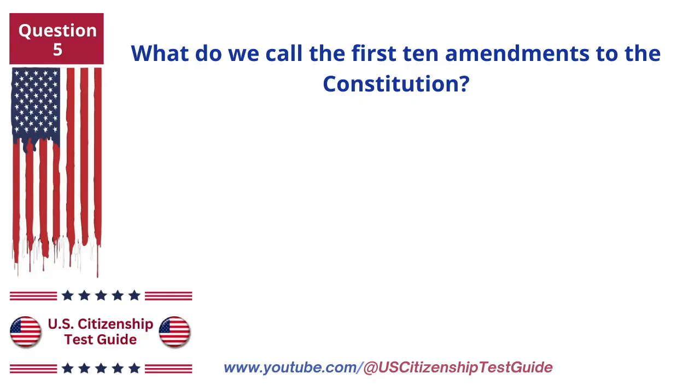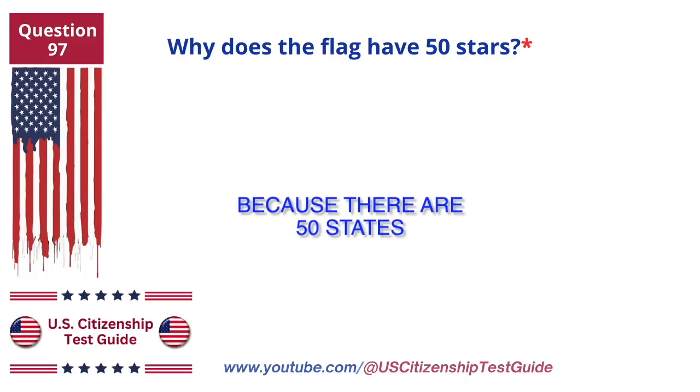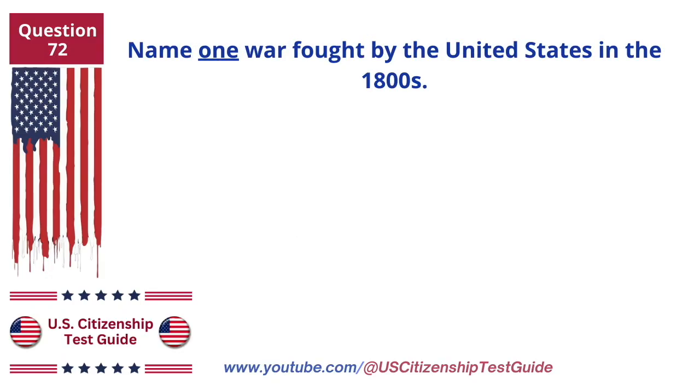What do we call the first 10 amendments to the Constitution? The Bill of Rights. Why does the flag have 50 stars? Because there are 50 states. Name one war fought by the United States in the 1800s. Civil War.